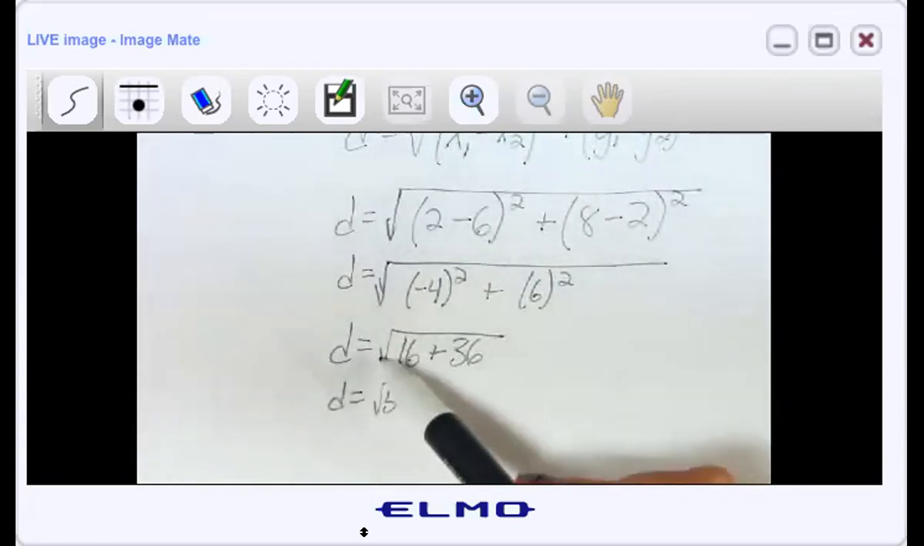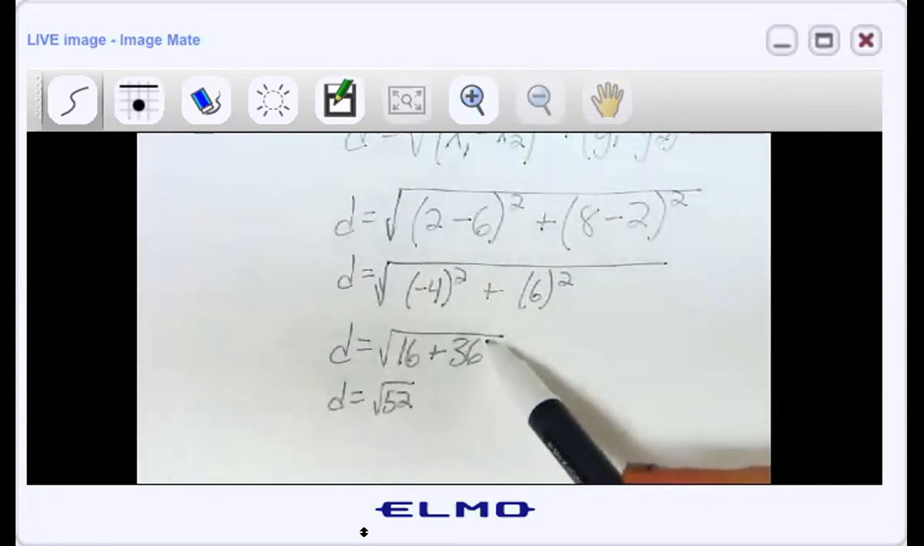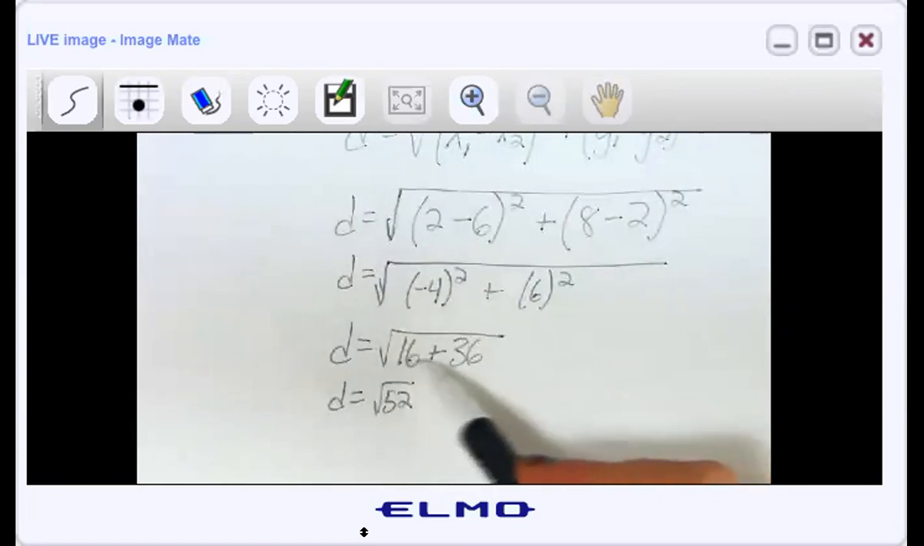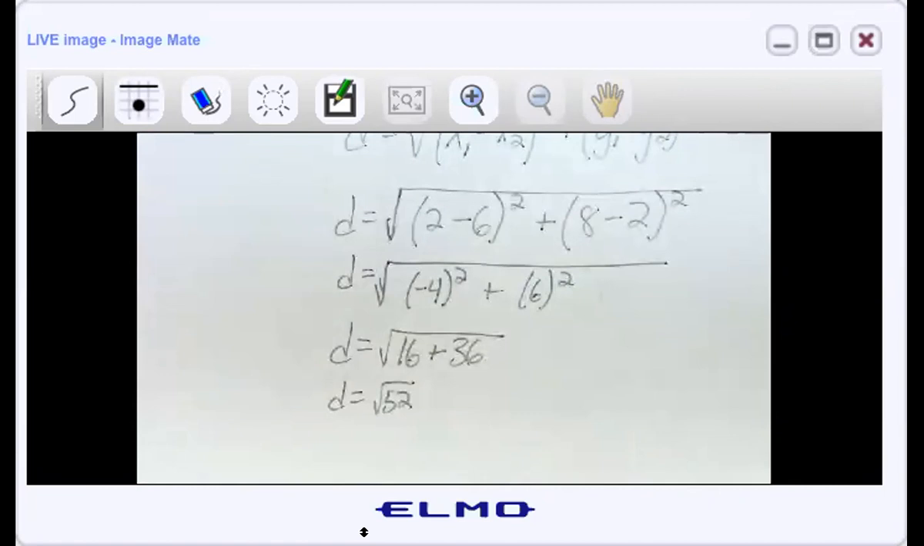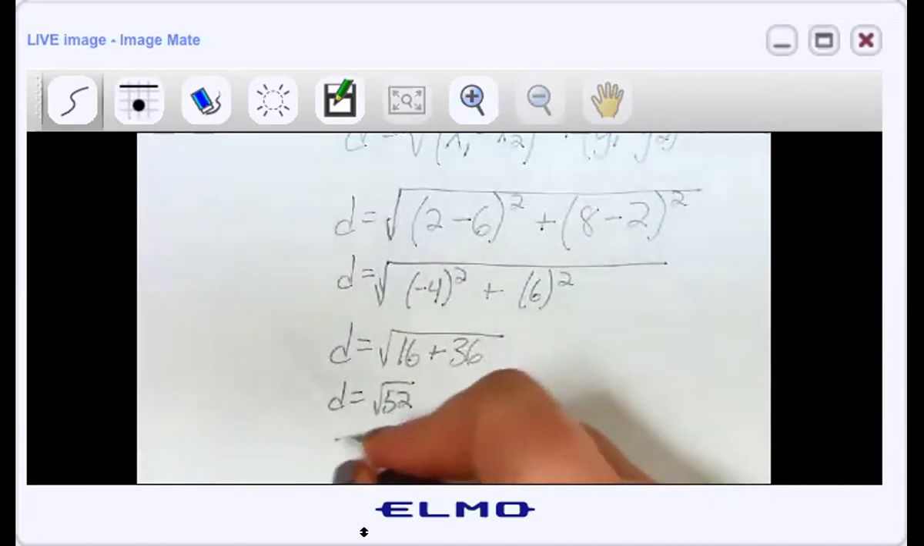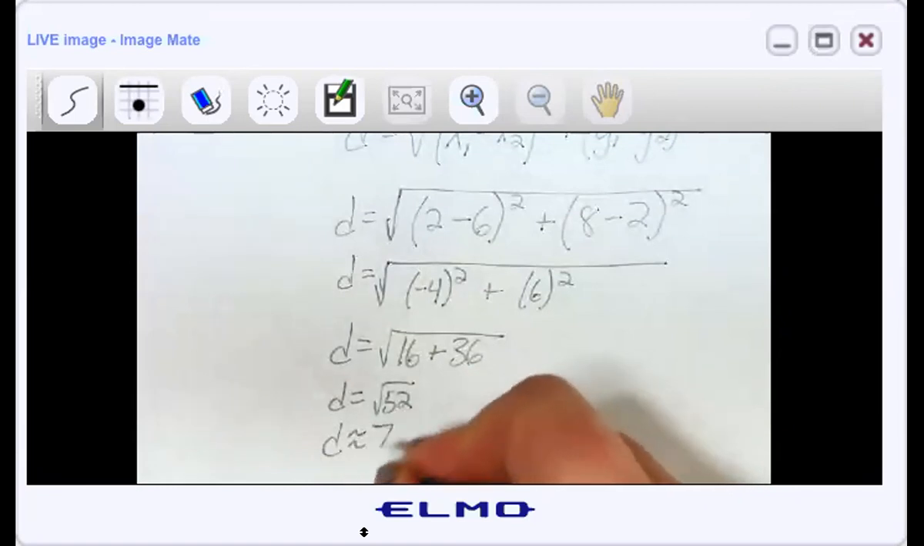This big square root sign works like a set of parentheses. So you have to do what's in there first, and then you do the square root. So I will ask the calculator what the square root of 52 is, and I get 7.2 if I round to the nearest tenth.